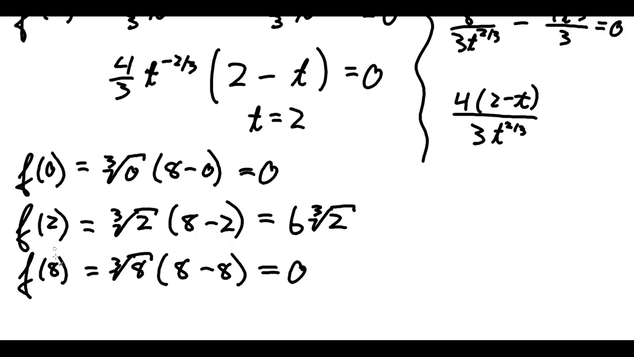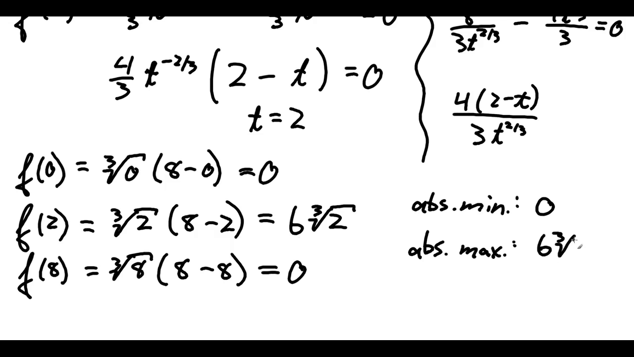These are all of the points worth checking. They're the two endpoints of the interval, and also the critical numbers of the function. And we just evaluated the function there, and these are all of those possible values. So this tells us that the absolute minimum is the least value we see, that is 0, and the absolute maximum is the greatest number we see, that is 6 times the cube root of 2. So this would be our answer here.